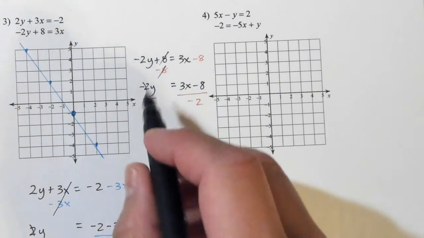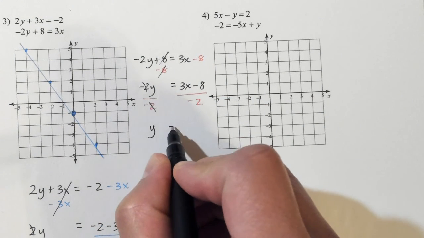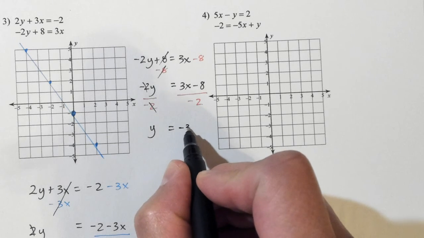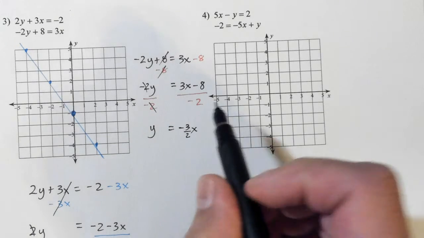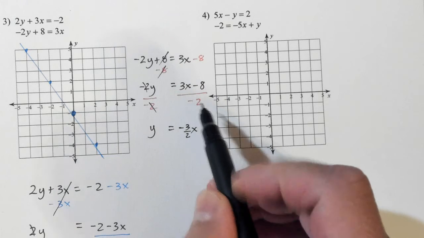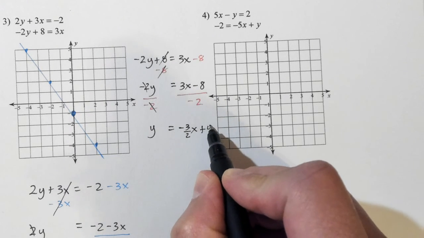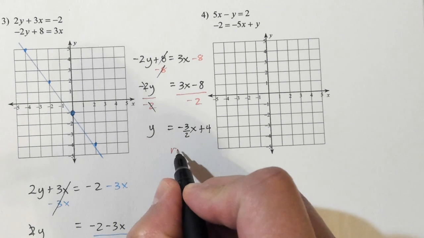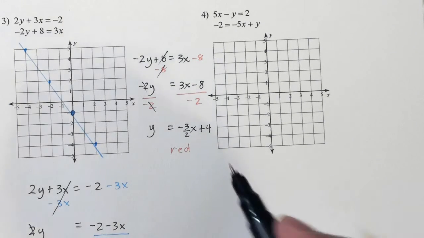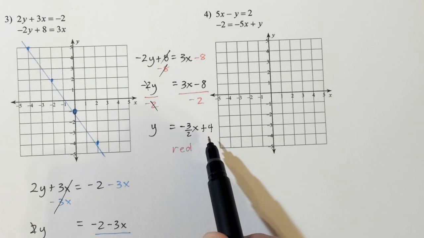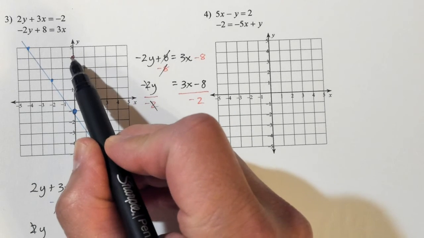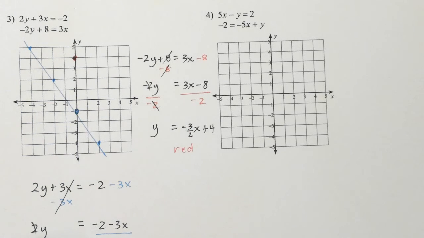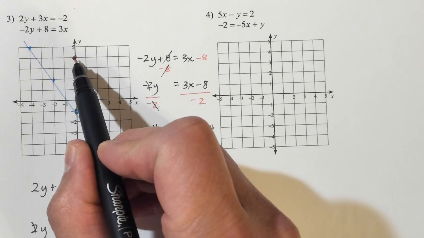Cancel, cancel. Y equals. So 3x divided by negative 2 is negative 3 halves x. And then negative 8 divided by negative 2 is positive 4. Again, be careful when you're dividing by a negative. So the y-intercept is positive 4. The slope is negative 3 halves, just like the first function.